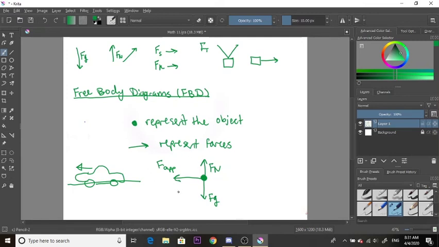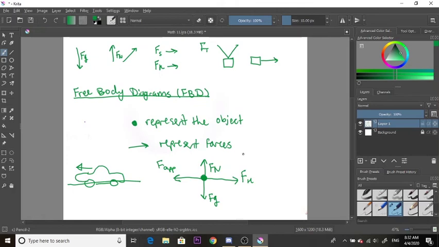Now, the last step is we need to figure out the force that counteracts this. And that would be your kinetic friction force. And it goes in the opposite direction of the movement. So your kinetic friction force is moving to the right. And that's all you need to know to draw free body diagrams.